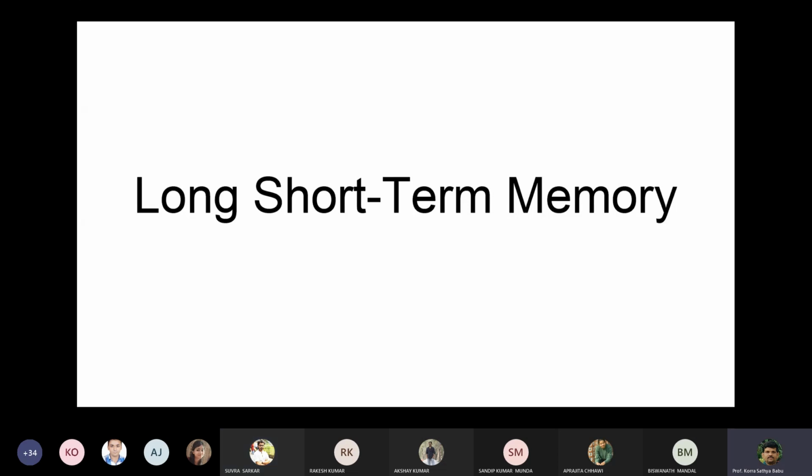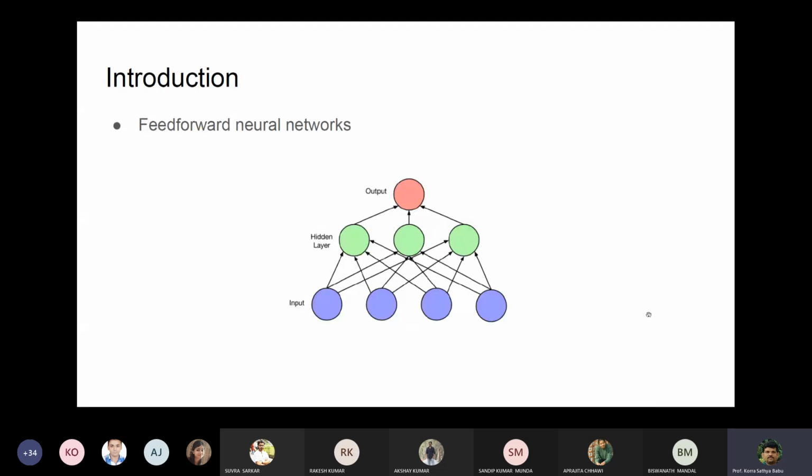So today we will see about LSTMs, long short-term memory. We'll give a brief introduction to what we have dealt with earlier, feed-forward neural networks and then RNNs. Then we'll enter into the LSTMs.